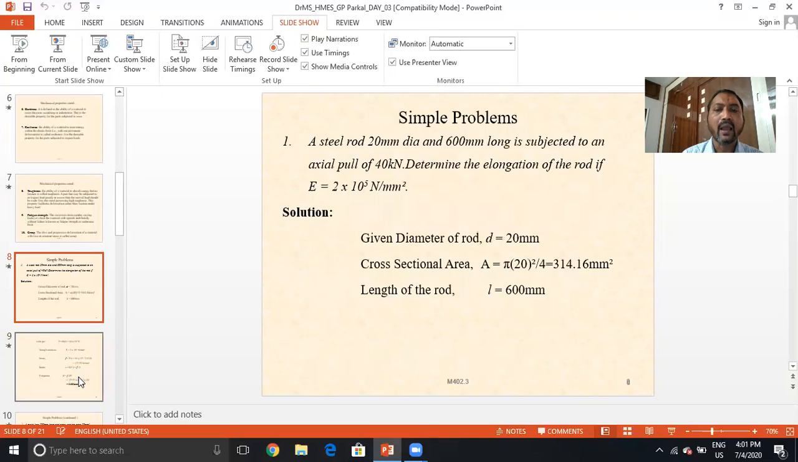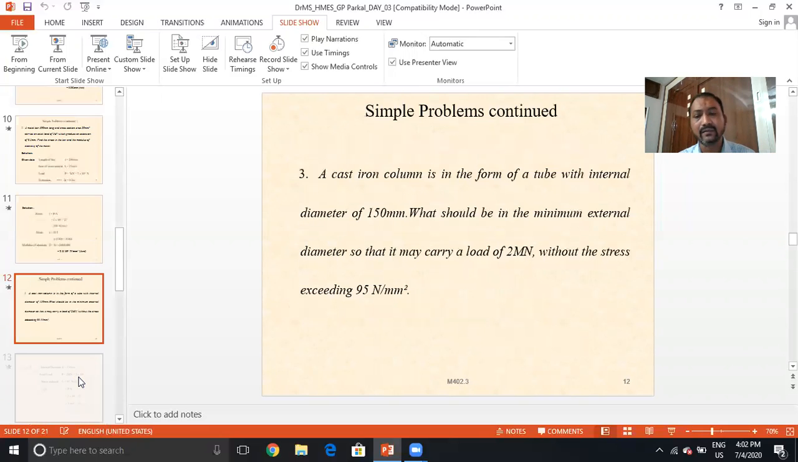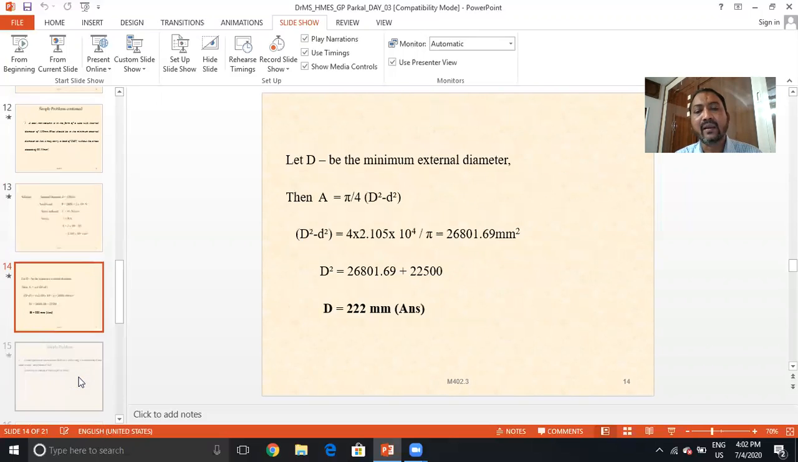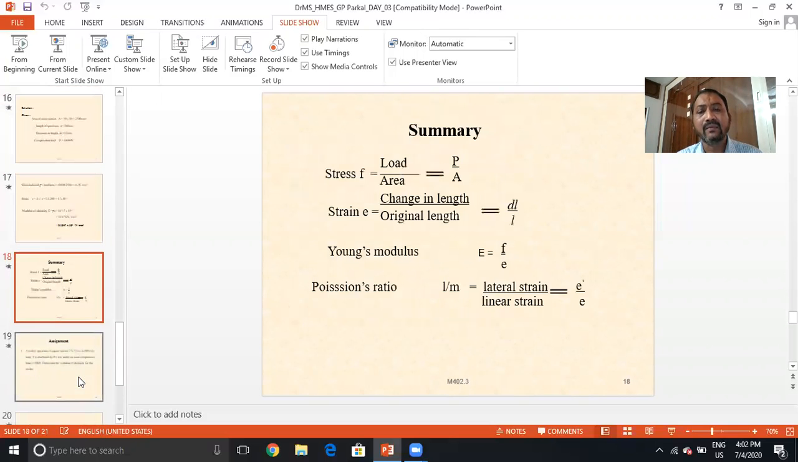And afterwards, we already solved some of the problems, because by solving these problems, we could become familiar with the formulas, and we could carry out the calculations of stresses, strains, elongation, and also modulus of elasticity. Like that, we have found, and we could become familiar with the formulas.